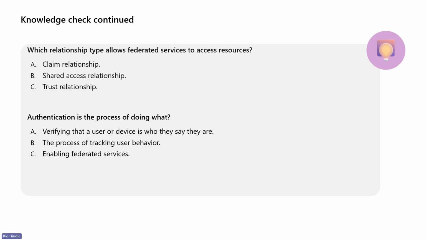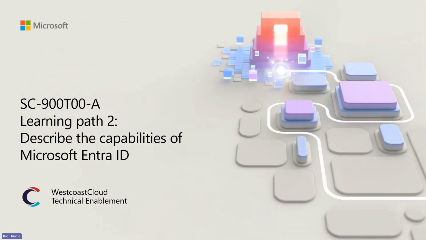Authentication is the process of doing what? And we should all get this. This is very straightforward. Yeah, this one will be A, which is verifying that a user or device is who they say they are. So I'm struggling with one screen here, guys. I can't really see what you're submitting. But yeah, it's A. So we've finished the module.